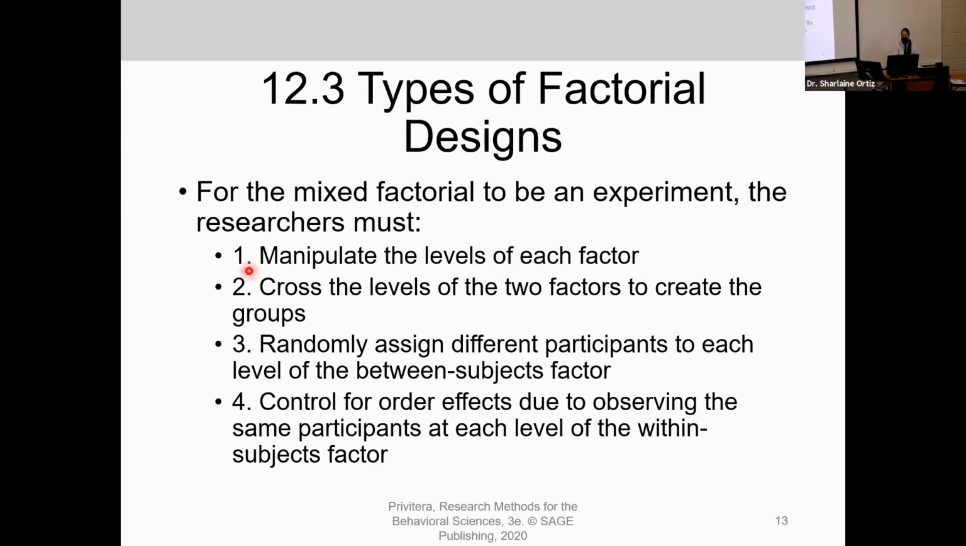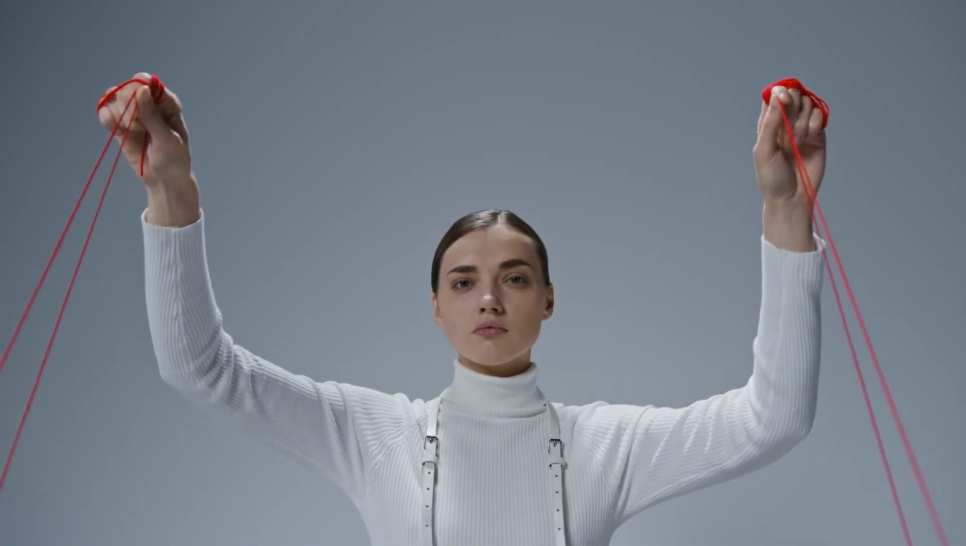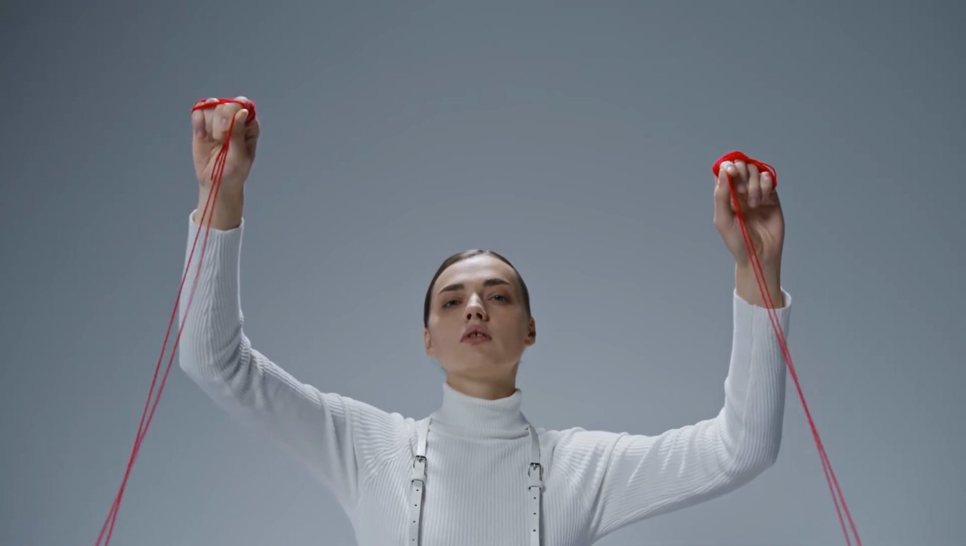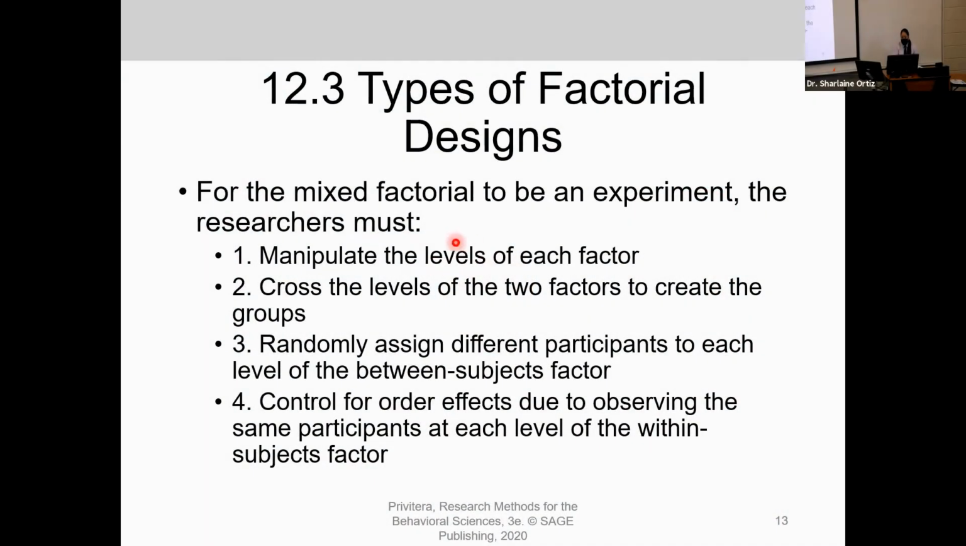We would not be able to call something an experiment if we do not manipulate, right? And again, we want to be able to manipulate all of those levels, all of the levels of each factor. So again, not because you're manipulating one level and not the other, not because you're manipulating just one factor and not the other. You want to be able to say that you are manipulating all of those levels. Notice that similar to our previous instances, you're also going to create the groups based on the cross levels, based on you crossing those two factors. So it's again immensely similar.